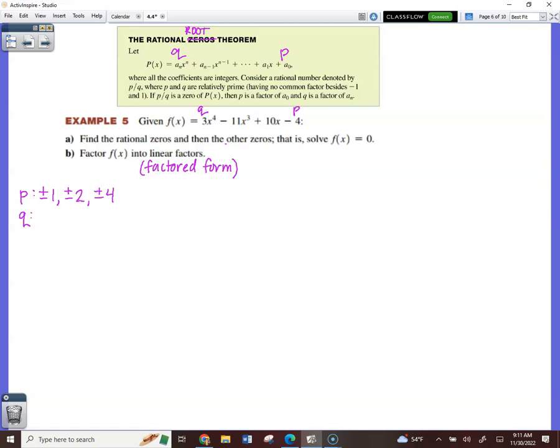Now we're going to repeat with Q. Q is the number what? 3. All right? Factors of 3. Counting. You got plus or minus 1. Then you got plus or minus 3. That's it.